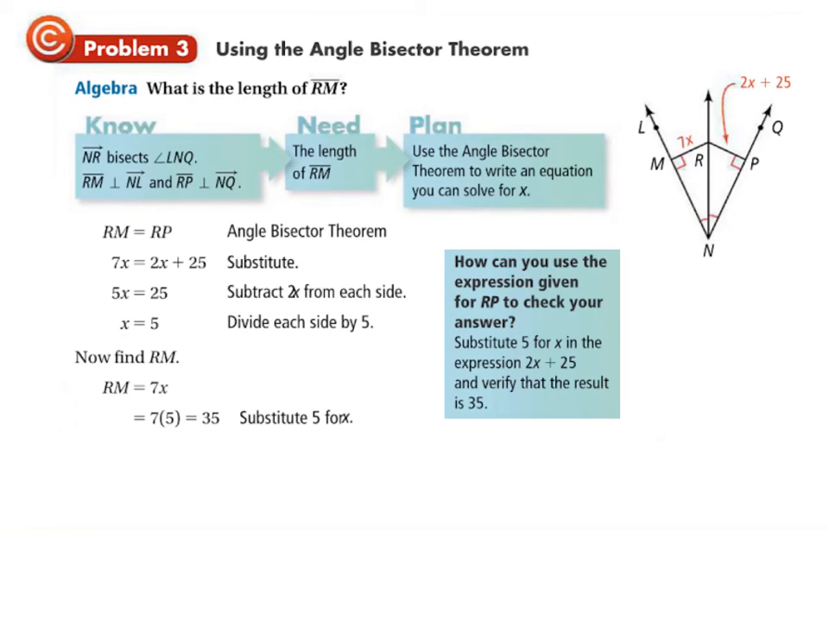Now, it asks how you can use the expression given in RP there. Well, we know they're equal. Once we find our solution, we can plug that value in and make sure that we get those same amounts. So here we set them equal to each other, we solve it out, we get x is equal to 5, and we're solving for RM, so we say 7 times 5 is 35. We verify it by putting that 5 into the other one. 2 times 5 is 10, plus 25 is also 35.